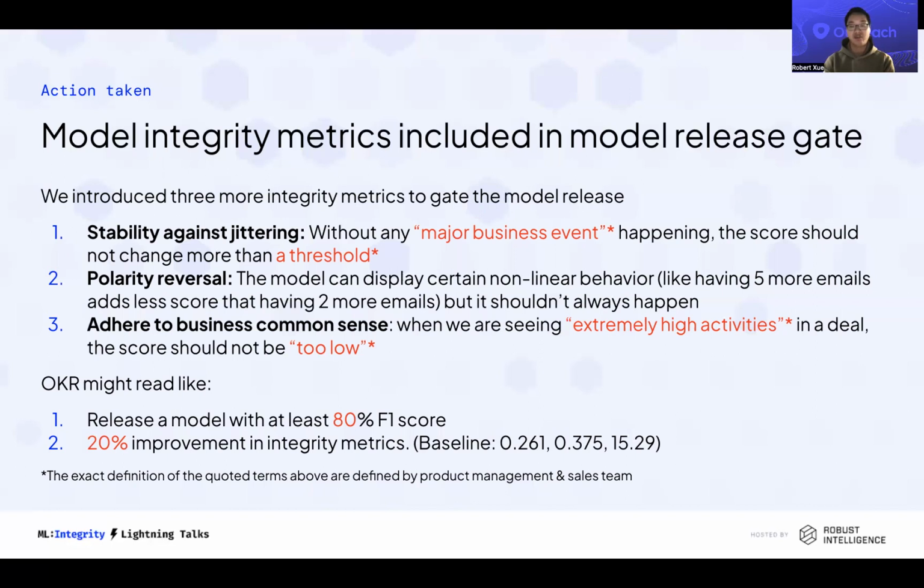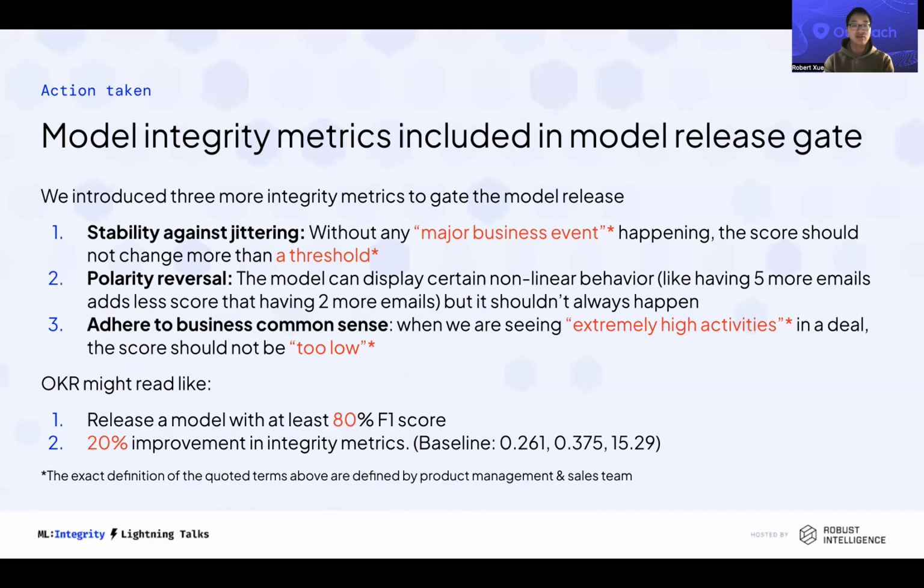So we have defined certain features where a nonlinear behavior is not ideal. Although we cannot prevent them from happening, we do want this situation to happen as little as possible because it will just confuse people. For example, the more emails you send, the more conversation you are having with the customer. When your score is actually dropping, this will lead to confusion and reduce the trust of our score.